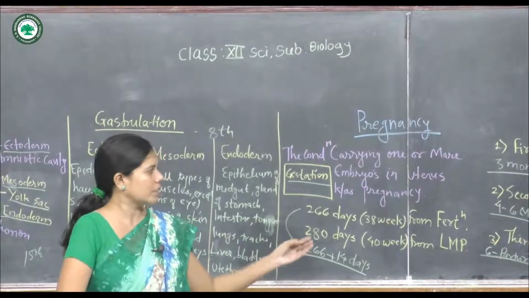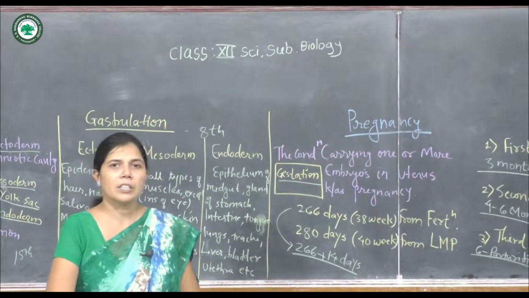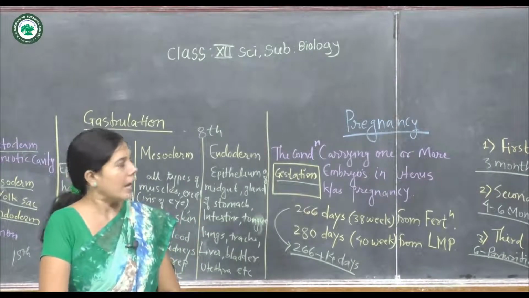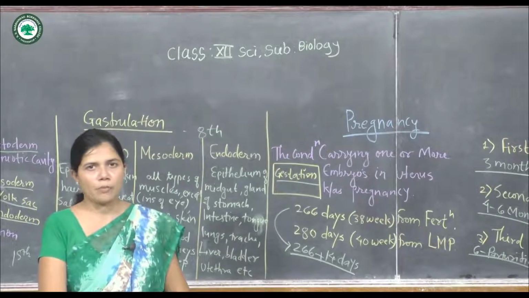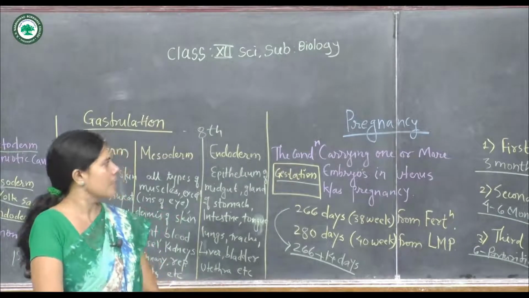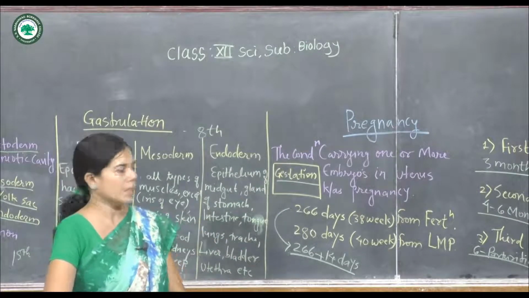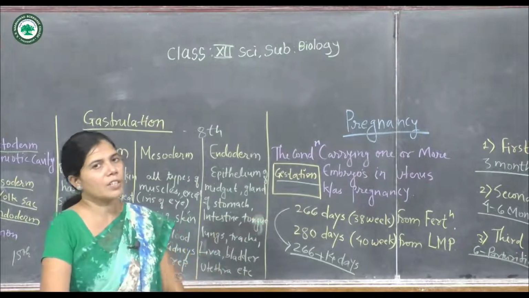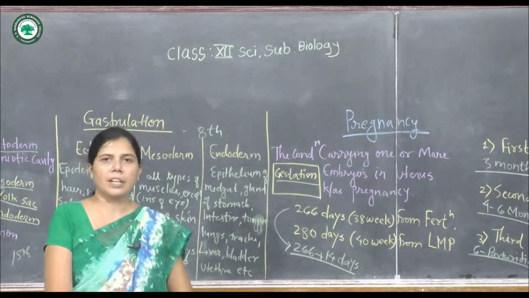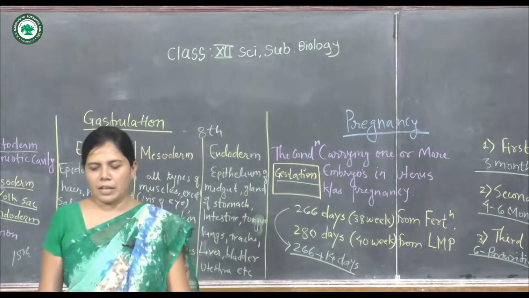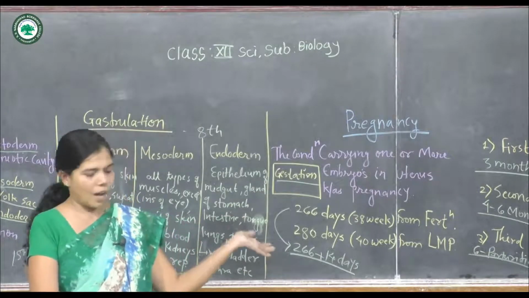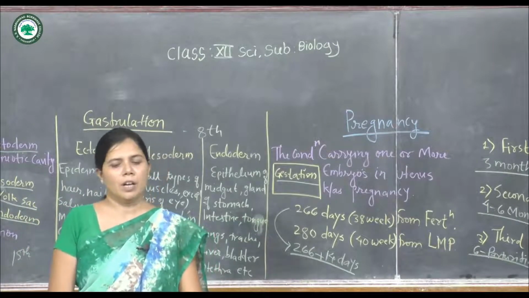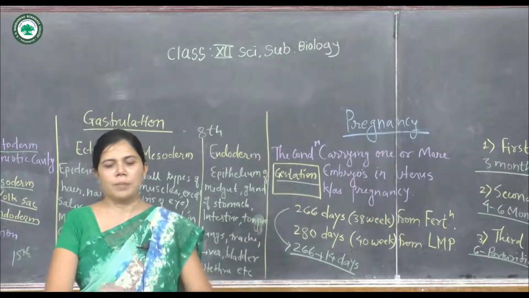After the third trimester the fetus is completely mature and developed, and it is ready for the process of parturition. Changes occur in both the mother and the fetus in this period. At the end of the third trimester the fetus becomes fully developed and is ready for parturition. This is the process of pregnancy.